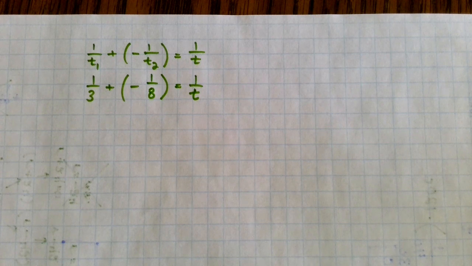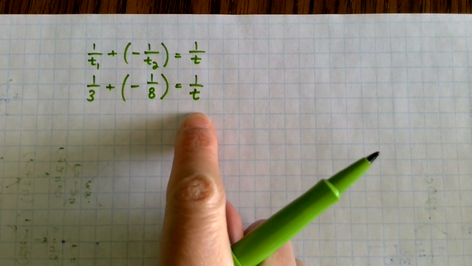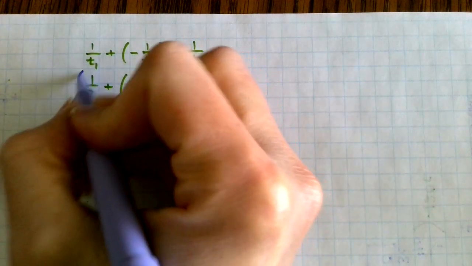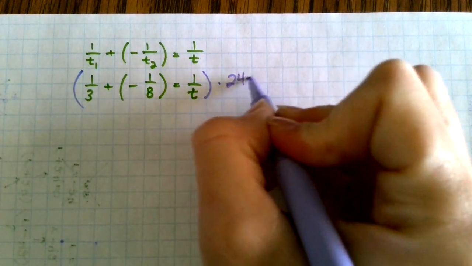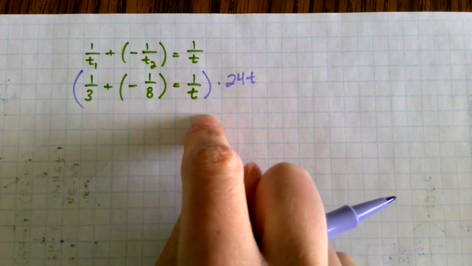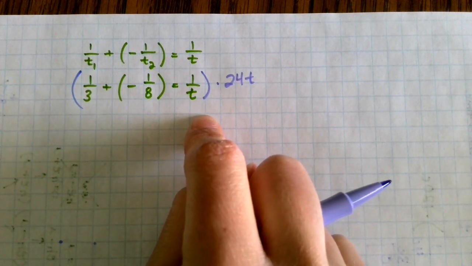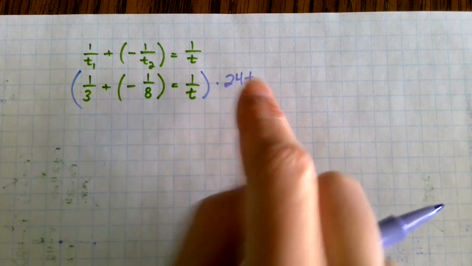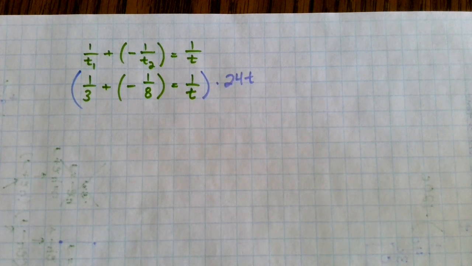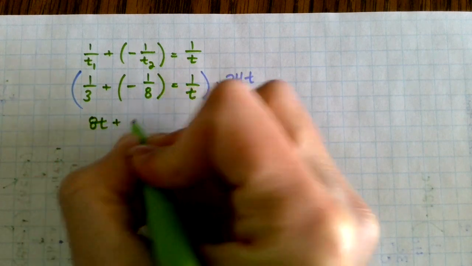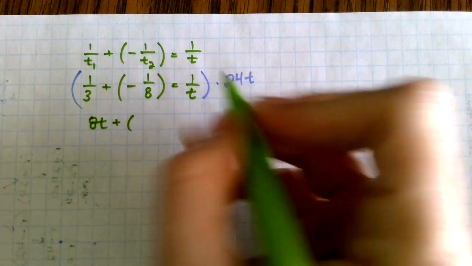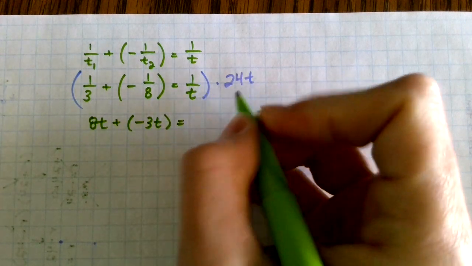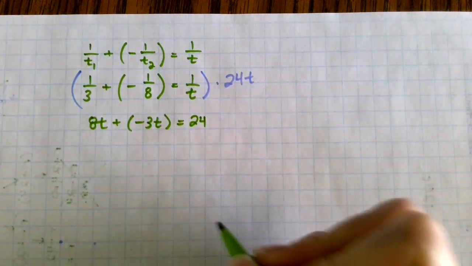So the least common denominator in this case between all three of these denominators is going to be 24t. So we're going to multiply everything by 24t. And again, what's nice when we do that is that the denominators are going to end up canceling out, and we're left with an equation that looks a lot nicer to work with. So the 1/3 and the 24t, once you multiply those together, you're going to be left with 8t. Plus, then we're going to have a negative 1/8 times the 24t, so you're going to have negative 3t. And then on the right-hand side, the t's will cancel out, and we're left with 24.